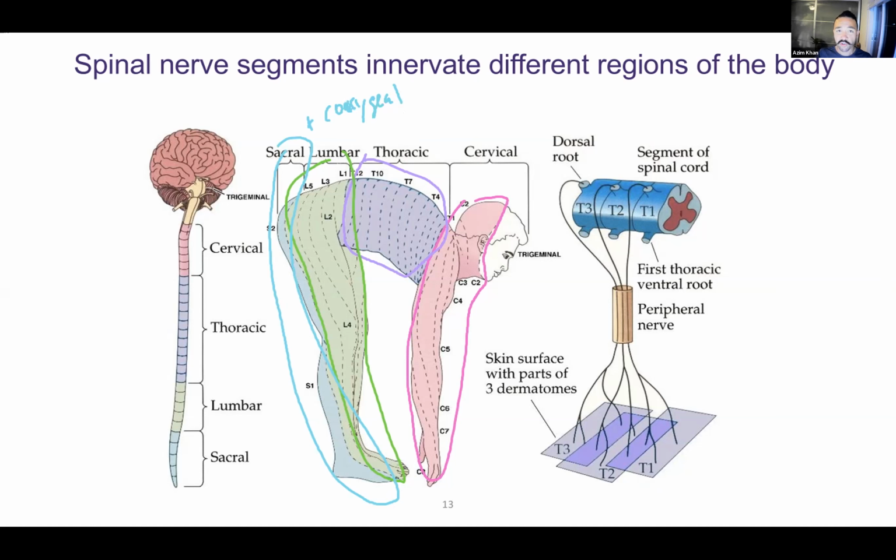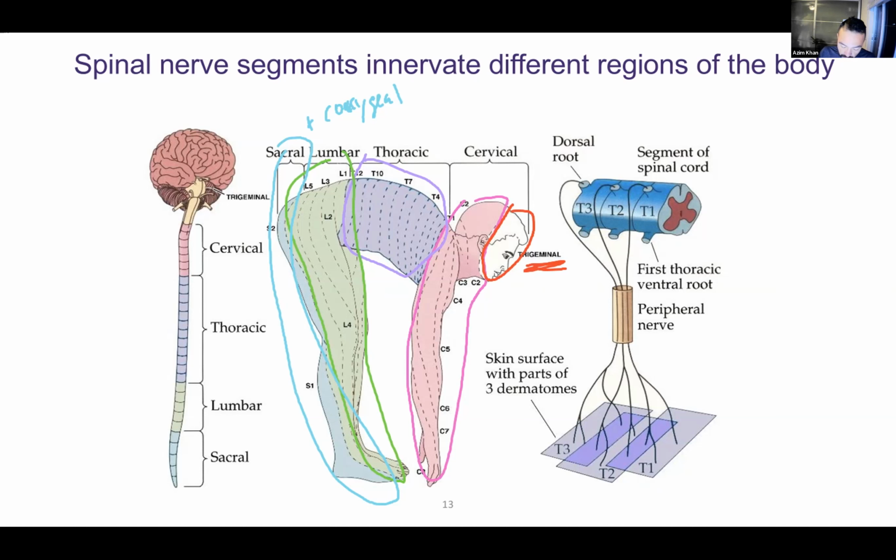As you notice, I didn't circle the face. That's because the face is not innervated by a spinal nerve, it's innervated by a cranial nerve, specifically by the trigeminal nerve. And that's what you see here. I'm going to put this in red. Trigeminal nerve is innervating your face. You've got the ophthalmic, maxillary, and mandibular divisions.